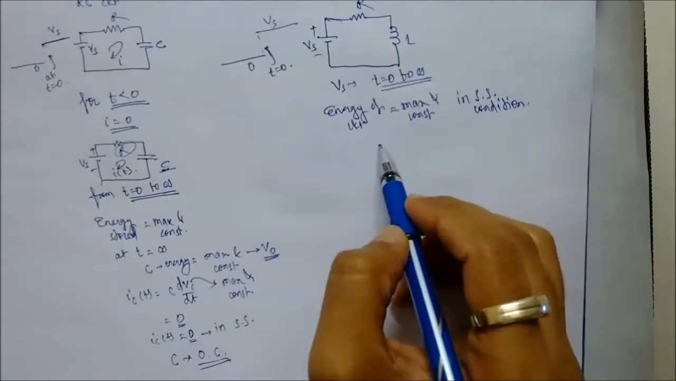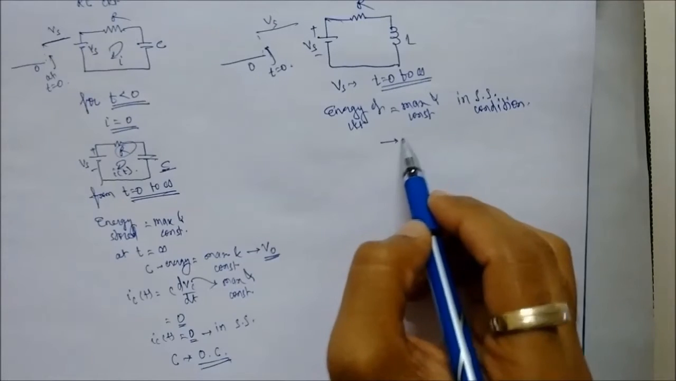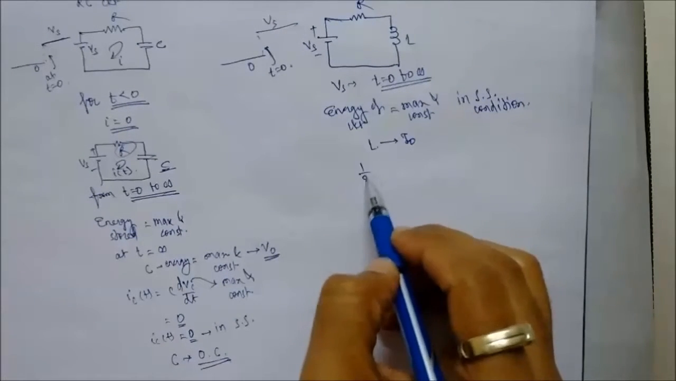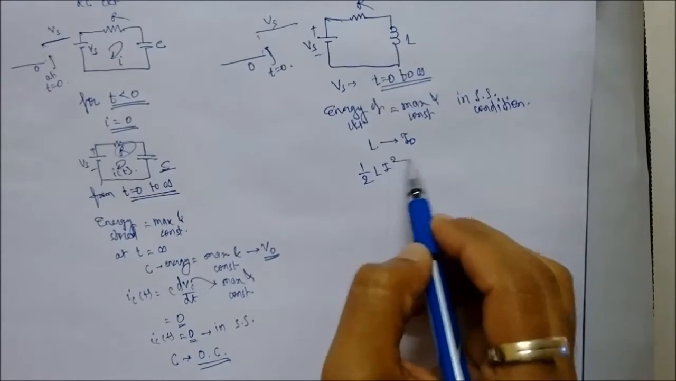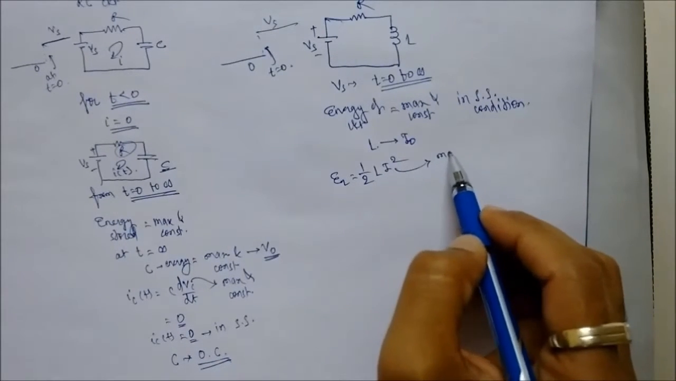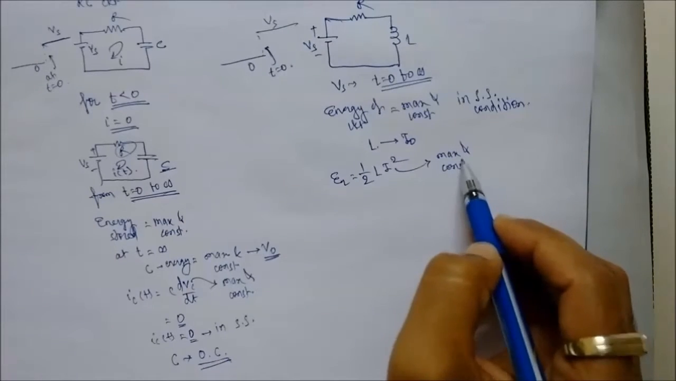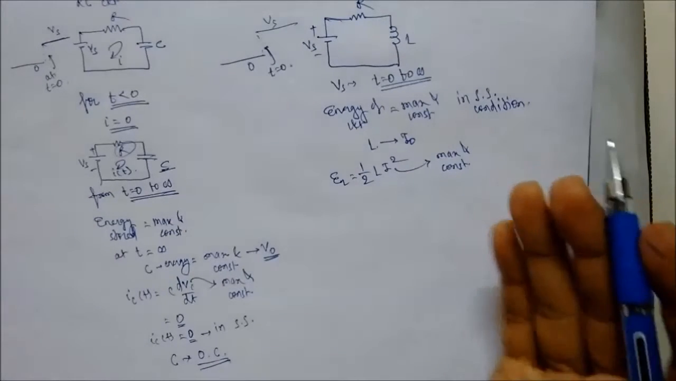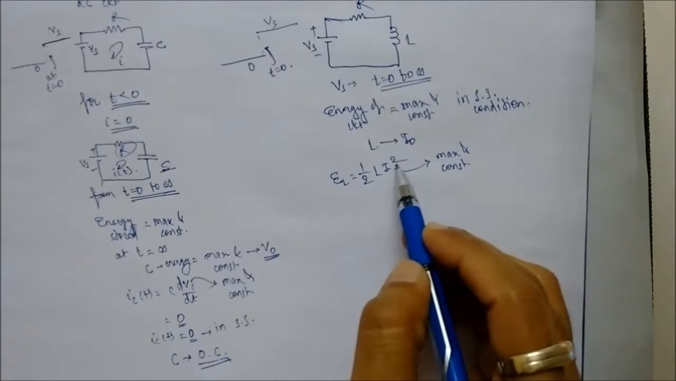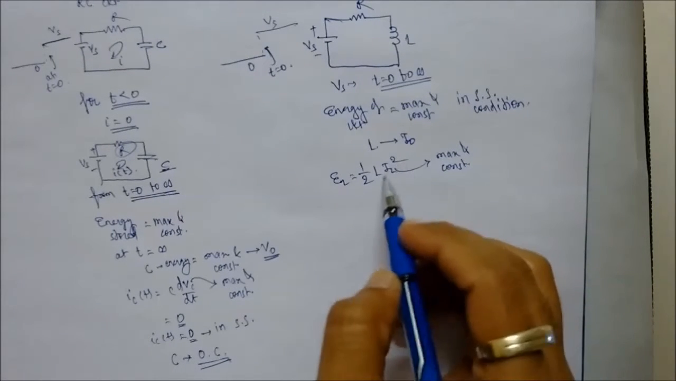In case of an inductor, energy is stored in the form of current, that is I0. So the energy of the inductor is given as half L I squared, but I is maximum and constant in steady state, that means it reaches the saturation value of energy storing capacity. So IL will be maximum and constant.